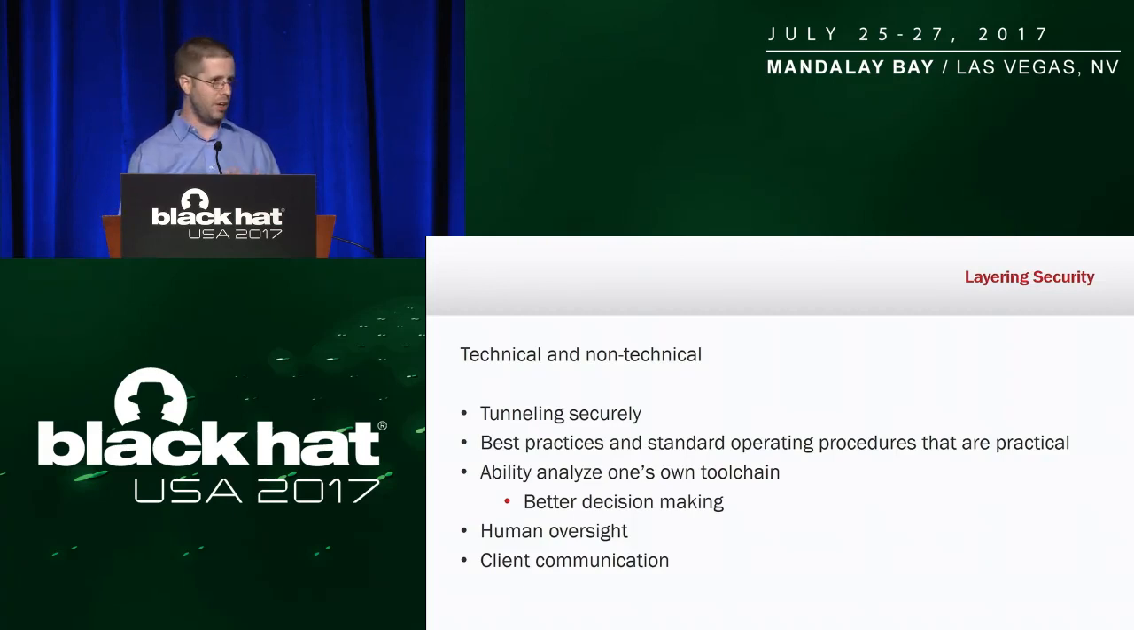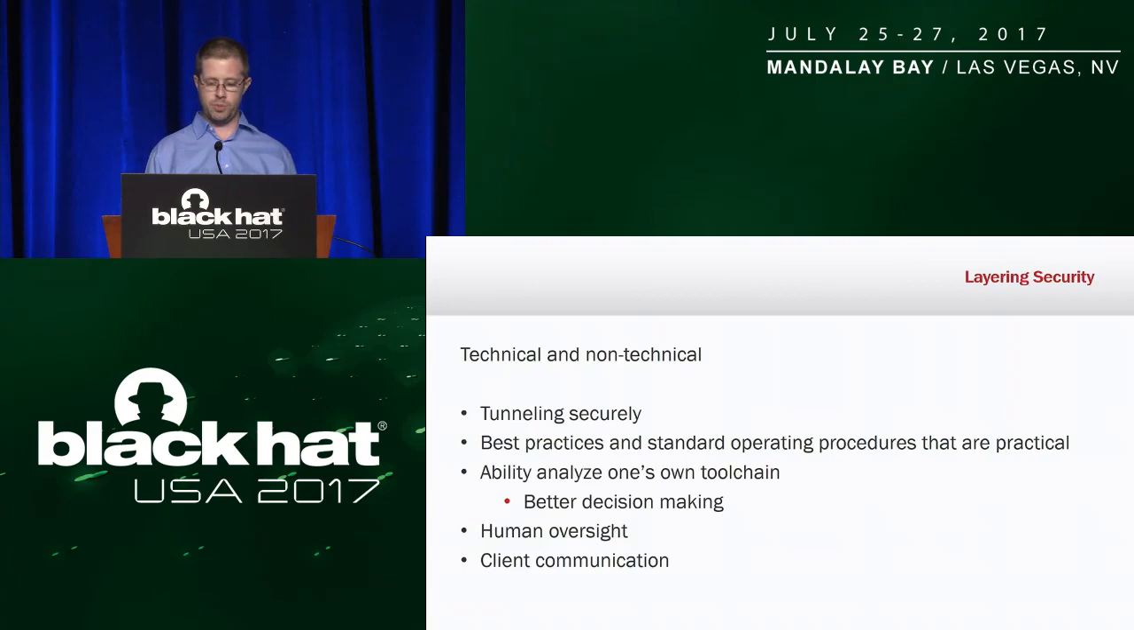And so, tunneling insecure tools and protocols securely, using these best practices and standard operating procedures that I've discussed in this and we'll discuss in the workshop. The workshop will have all of its materials available after Friday as well. So even if you're not able to make it, you'll be able to get a hold of all that.